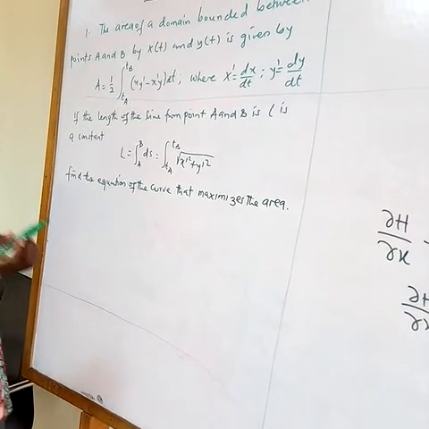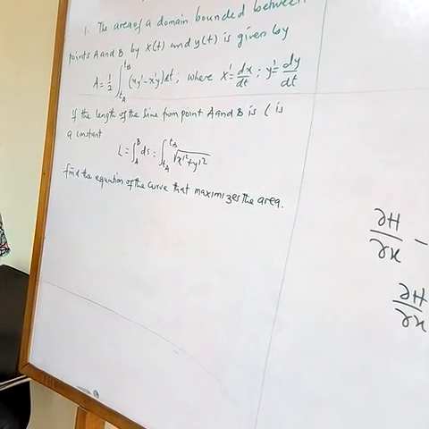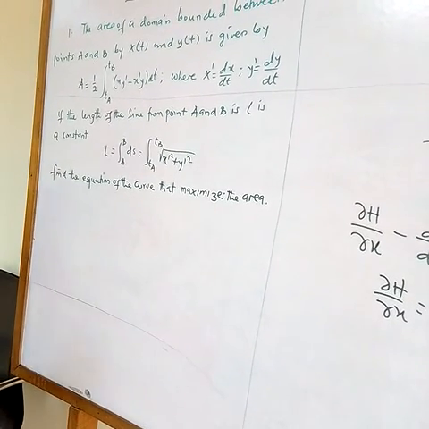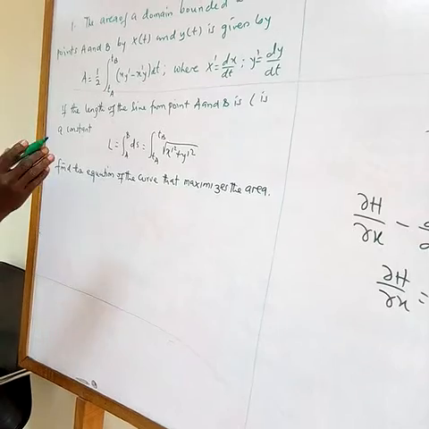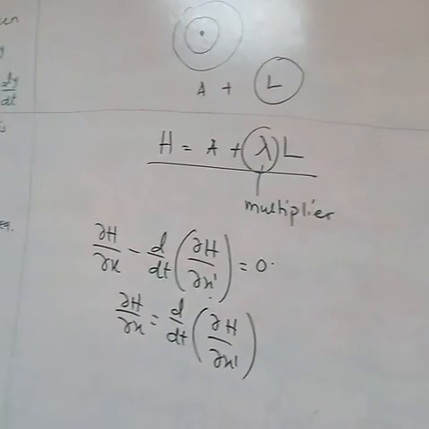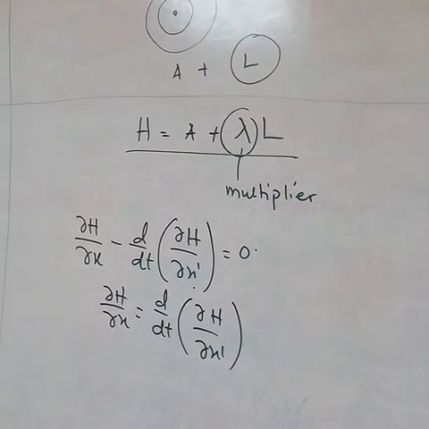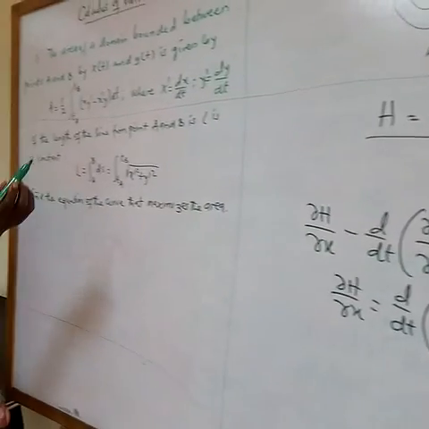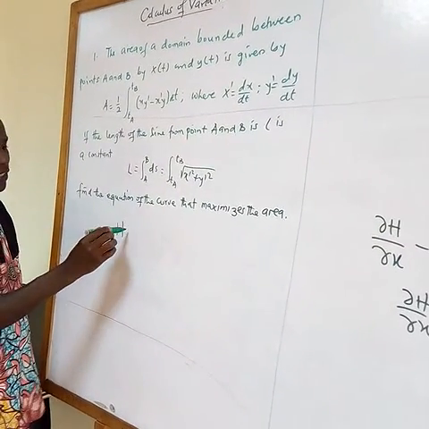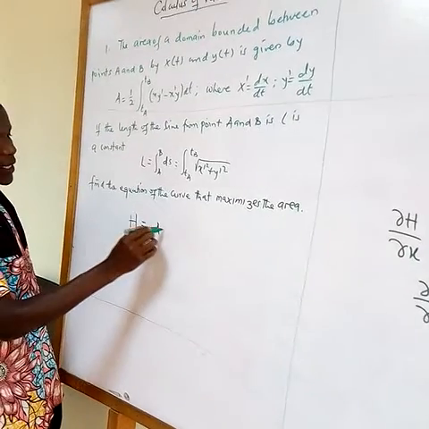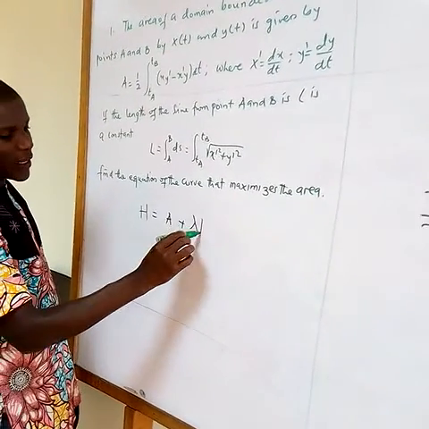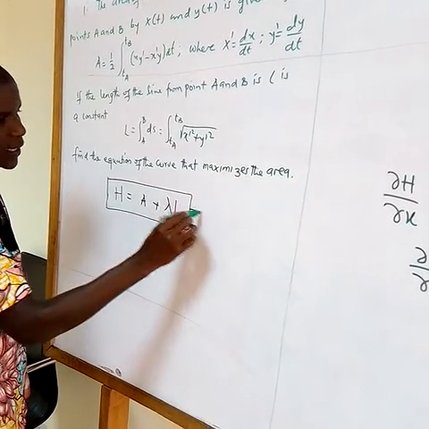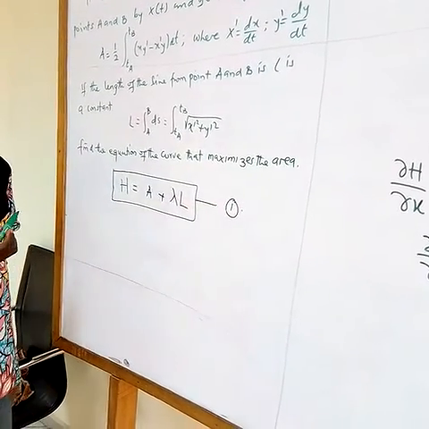You can decide to use another notation other than h, but in order to follow the norm, we can use h. But in this case, note that h does not represent the Hamiltonian. H is not the Hamiltonian. You can use f as well. So for this case, you can decide to use h is equal to a plus the Lagrangian multiplier, then L. This is the established equation. Let's call it equation 1.